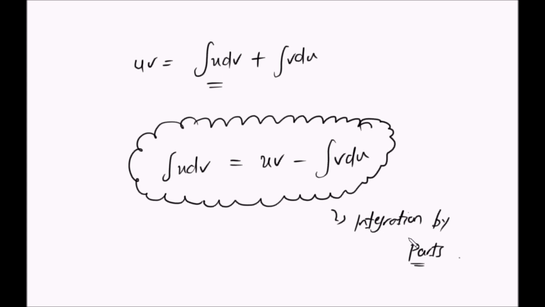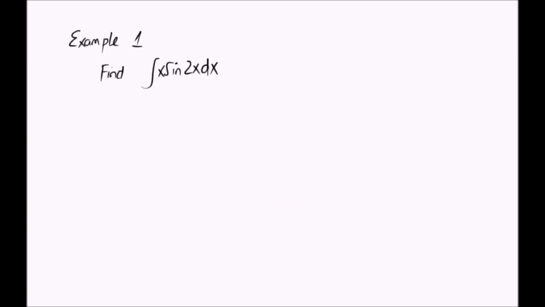So now let's solve example 1. It will help us understand how to use this formula of integration by parts. So this is example 1. It says find the integral of x times sine of 2x with respect to x. So I have two functions here, x, which is a function of x, and sine of 2x, which is a function of x. So this is a product of two functions. Because it's a product of two functions of x, I'm going to use integration by parts.